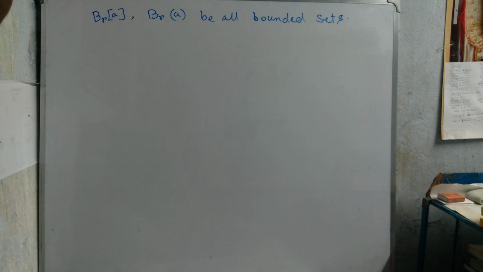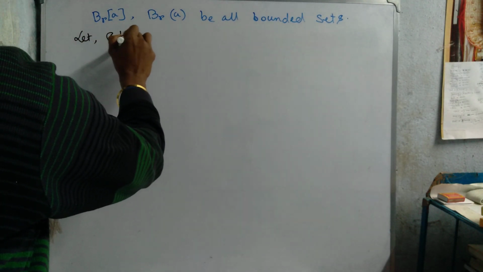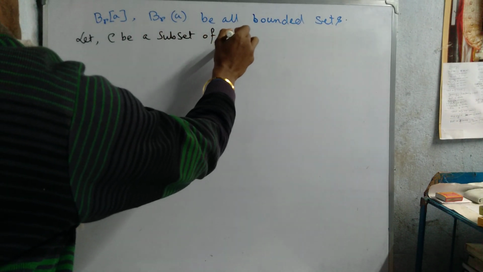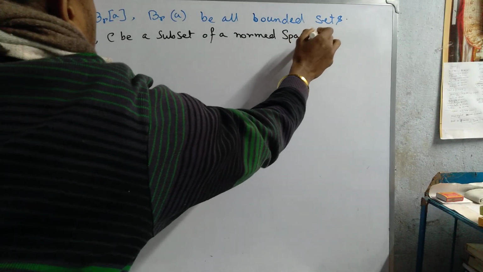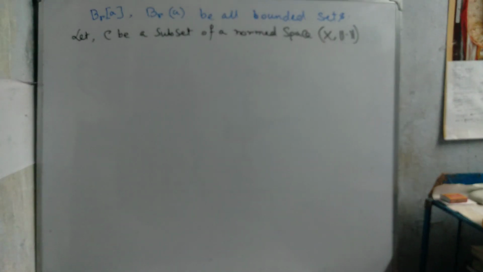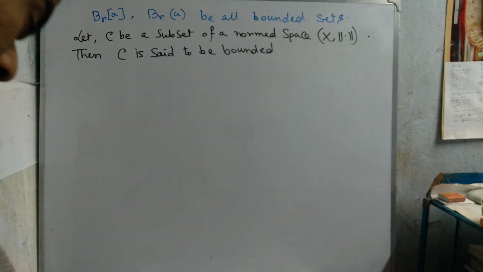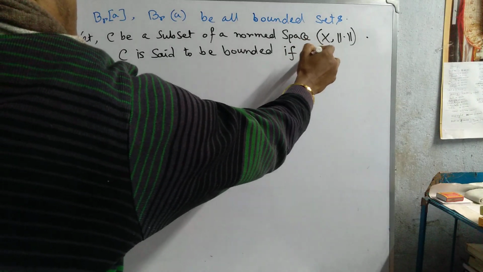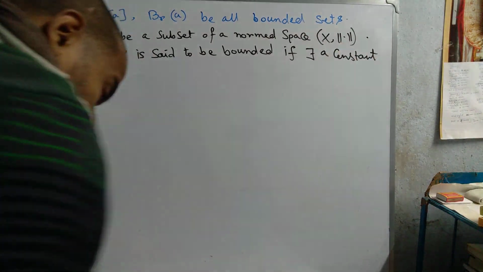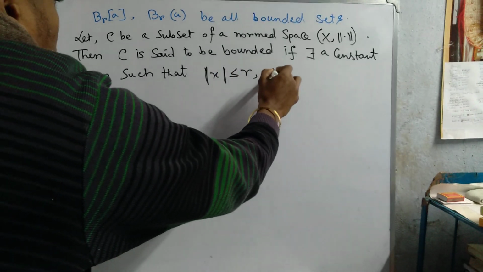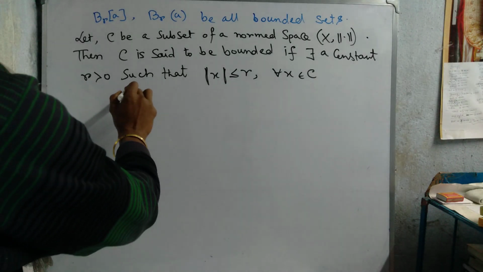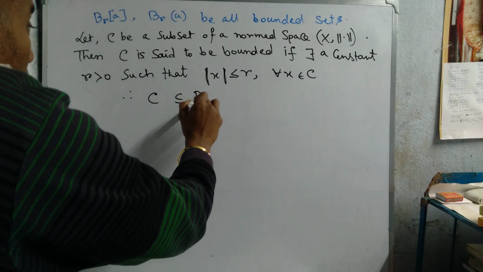Now we're going to discuss that. Let C be a subset of a normed space (X, norm). Then C is said to be bounded if there exists a constant r greater than 0 such that norm of x less than or equal to r for all x belongs to C. That is, this implies that C is a subset of B_r[0].